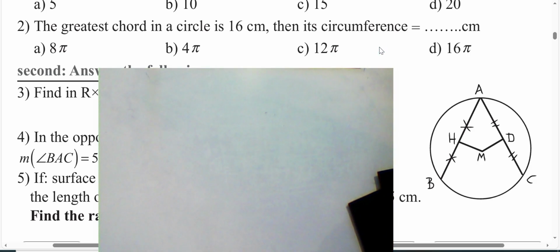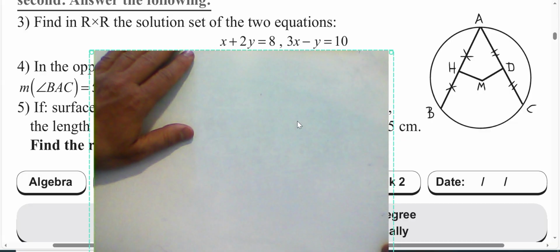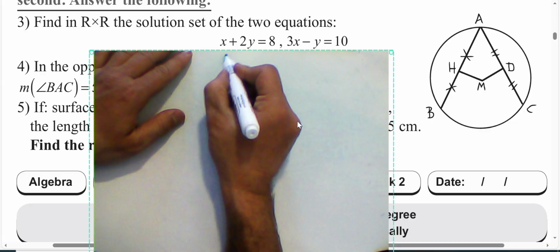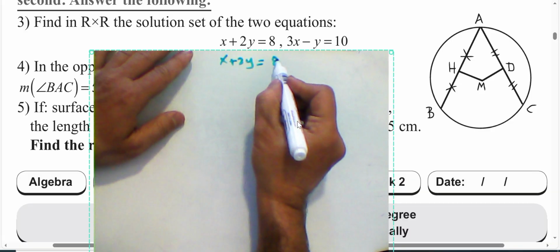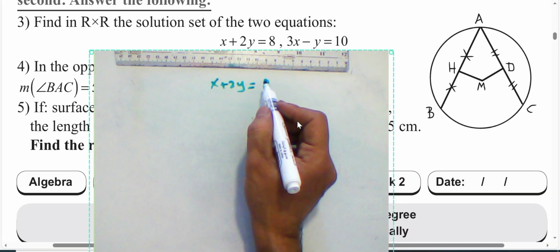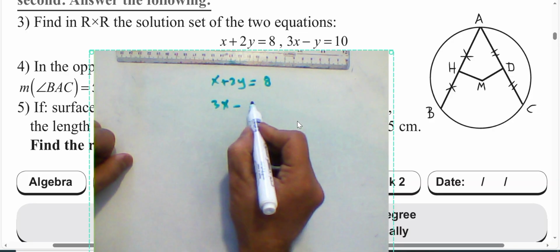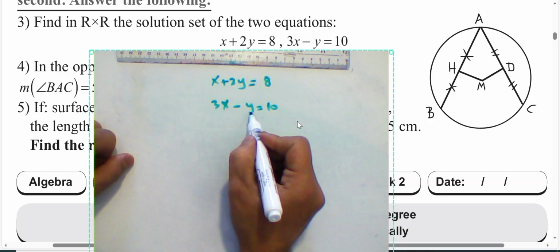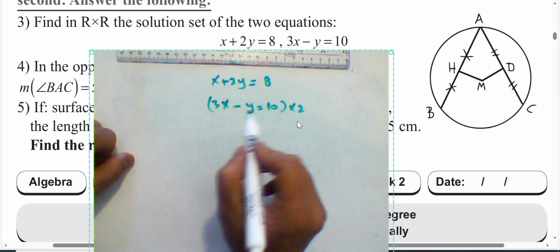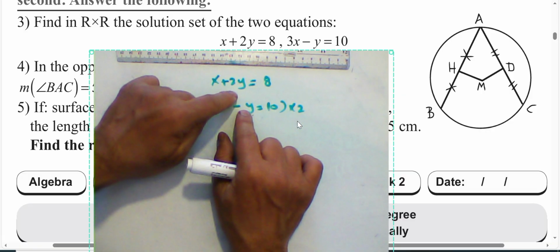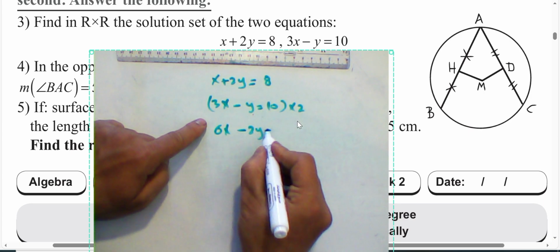Next question, find the solution of two equations. We can solve the first and second. We have x plus 2y equals 8, the first equation, and 3x minus y equals 10. We can solve the equation by multiplying this equation by 2. I will multiply all terms by 2. Then negative 2y will cancel with 2y. If we multiply by 2, it will be 6x minus 2y equals 20.